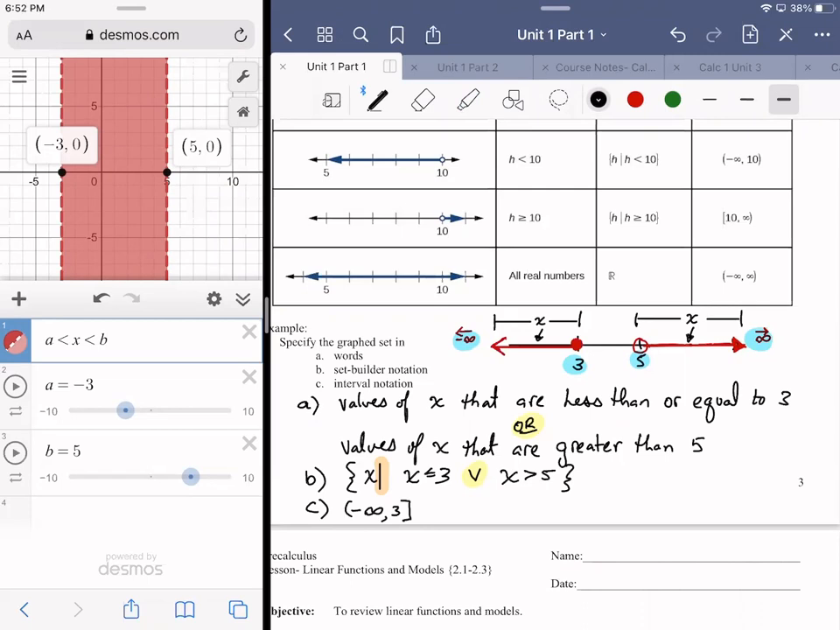Okay, so 5 to infinity is the next interval. Parentheses around both because we don't include the 5 in the set, because that's what the diagram told us. And infinity gets parentheses because infinity always gets parentheses, whether it's positive or negative.